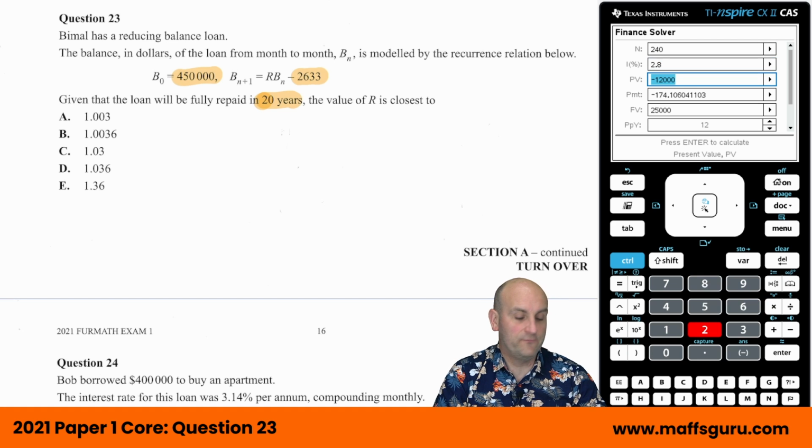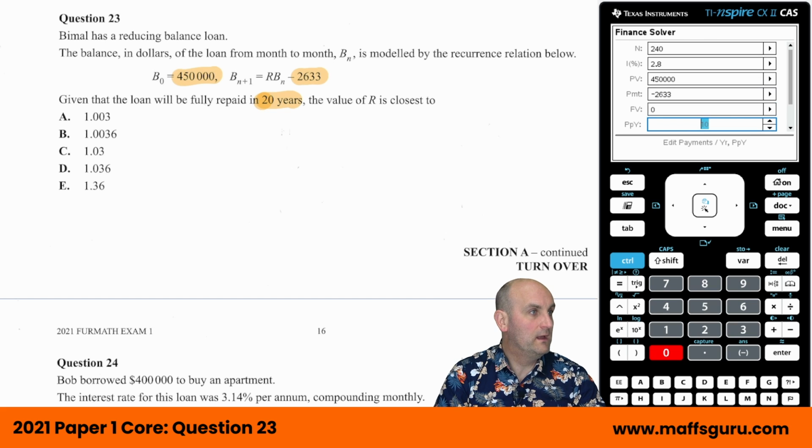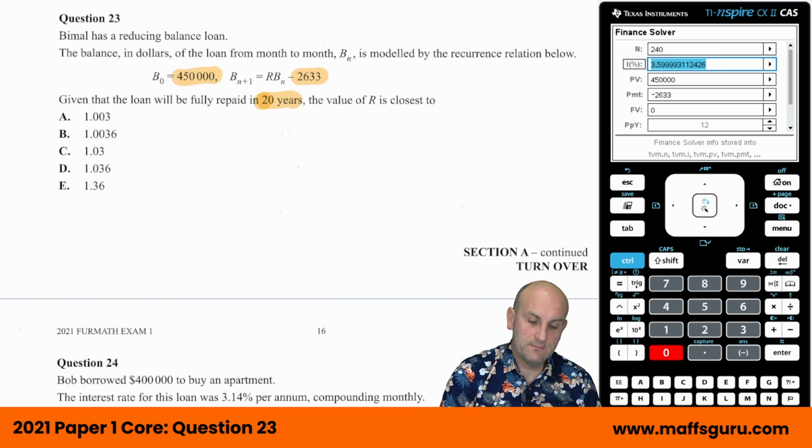Interest is what we're trying to find. The principal value is how much the loan was, 450,123. The payment we now know is 2633 because we've read that. Sorry, make that minus. He's going to pay it off, so that's going to be 0. And generally speaking, those values stay the same. So when I hit I, we get my interest rate.